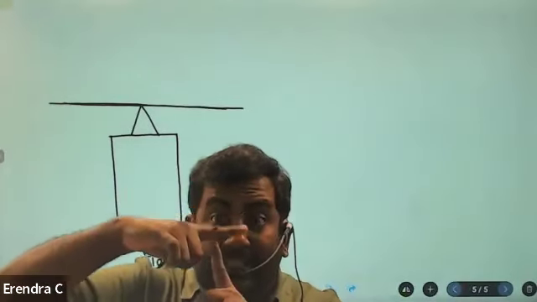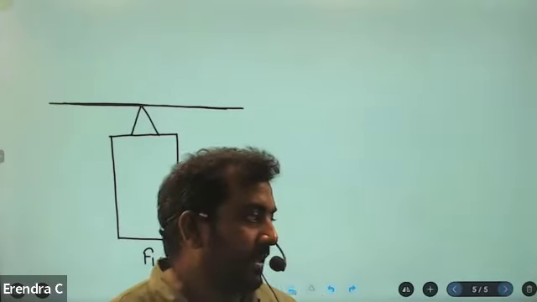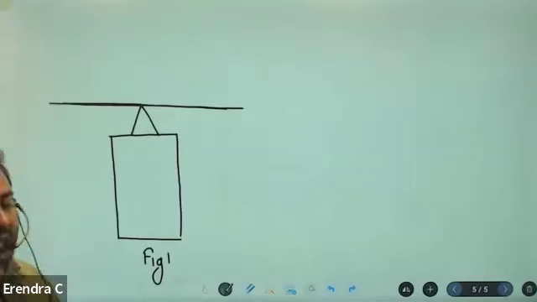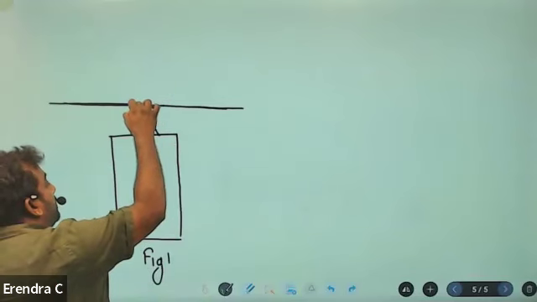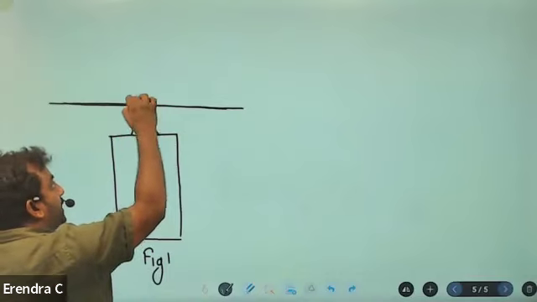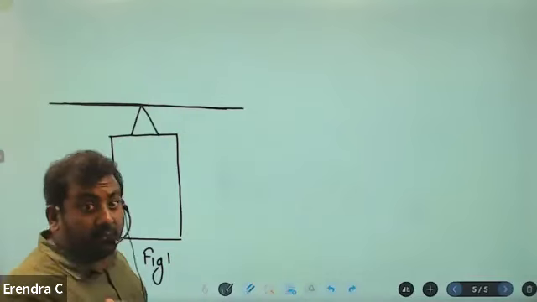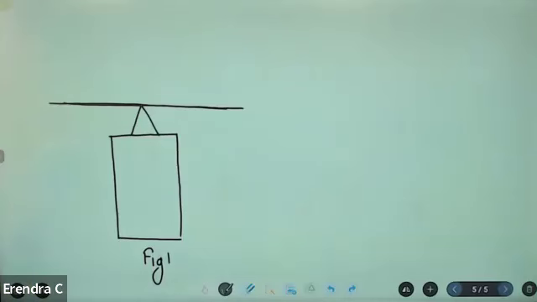We take the reading where the knife edge is. Now, if the reading here is 50 centimeter, you take 50. If the reading is 49, you take it as 49. Very important.